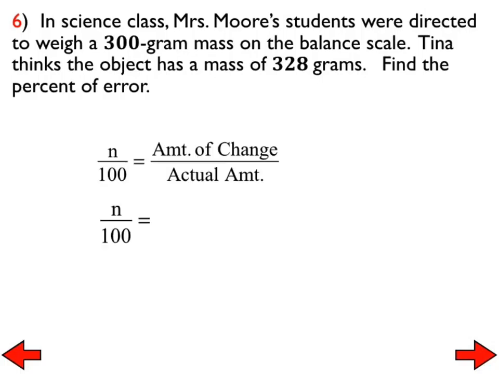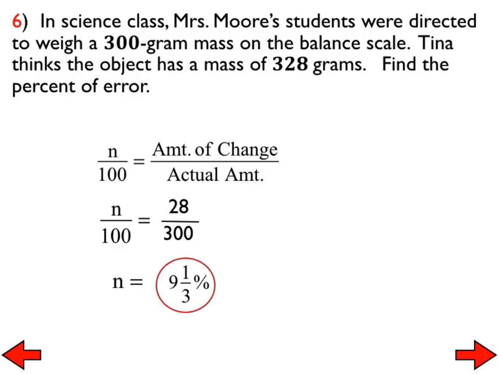So n over 100 equals, what's the difference here? How much was she off by? 28 grams. How much was it actually? 300. So careful, the bottom number was not 328. It's how much the real amount was. And you should get n equals 9 1/3%. If you still insisted on doing decimals, this would be 9.3 bar percent. But remember, you learned your lesson in number 4, right? Don't use decimals.